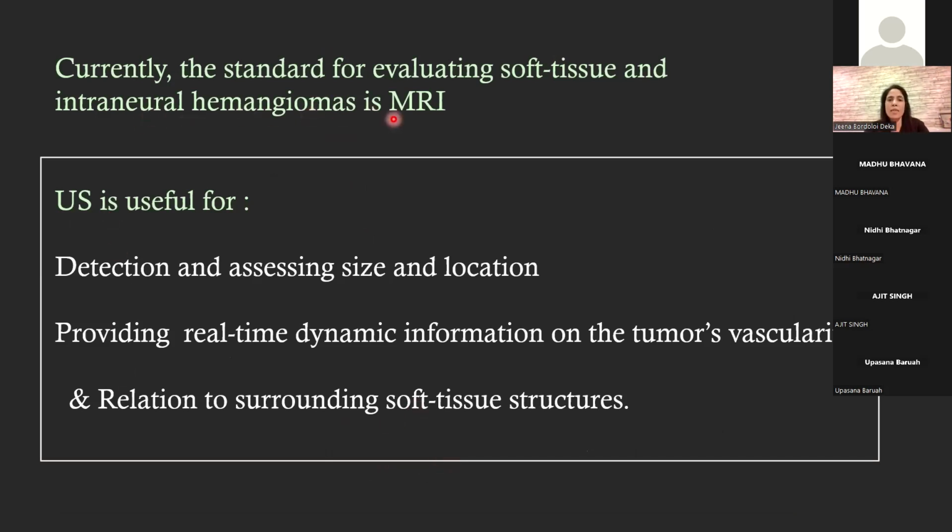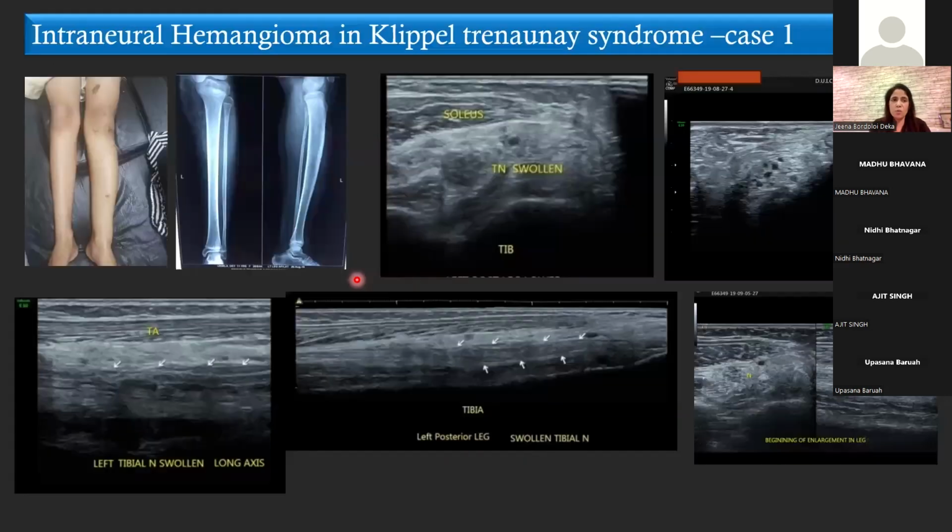So currently the standard for evaluating soft tissue and intraneural hemangiomas is MRI, but in our case, we could diagnose intraneural hemangiomas with ultrasound, and hence it can be quite useful for detection and assessing size and location, provide real-time dynamic information on the tumor's vascularity, and also look at the relation to surrounding soft tissue structures.